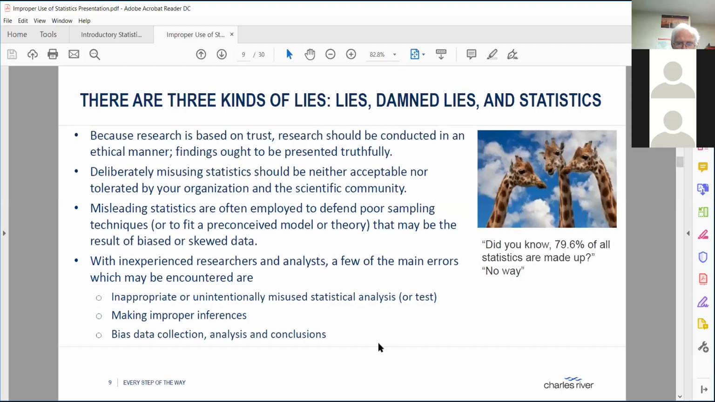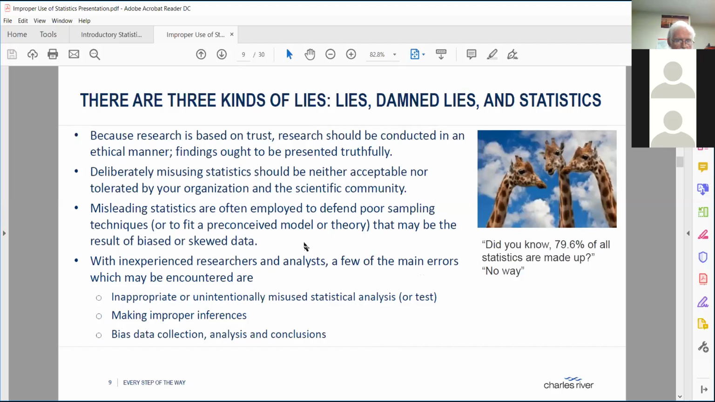I love this. We all know that there are three kinds of lies: lies, damn lies, and then statistics, because we can use statistics improperly to prove all sorts of things. I love this statement. 79.6% of all statistics are made up. How do we know that? Well, it's just a joke, obviously.